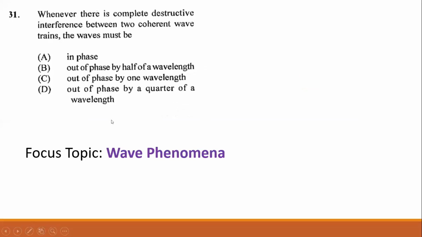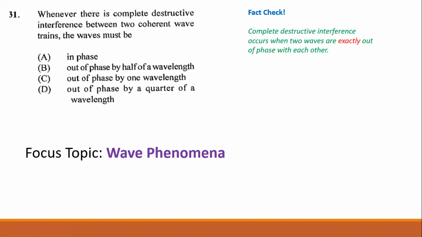Wherever or whenever there's complete destructive interference between two coherent wave trains, the waves must be, and we have our options there. Now, whenever there is destructive interference, the waves must be exactly out of phase, which means that they need to be out of phase by half of a wavelength. All right. So our answer there is B.